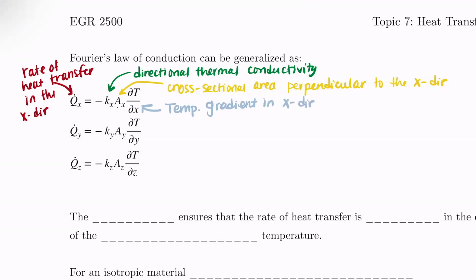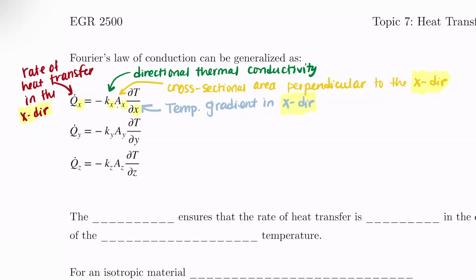All right, so we can write down three equations like this because we have three directions, x, y, and z. And just to highlight that, this first equation is all of the x direction stuff. So we see that we have x appearing all in here. This is because we're looking for rate of heat transfer in the x direction. And so we get our thermal conductivity in the x direction, our cross-sectional area perpendicular to the x direction, and then our temperature gradient in the x direction. So this just repeats itself for the y and z directions.